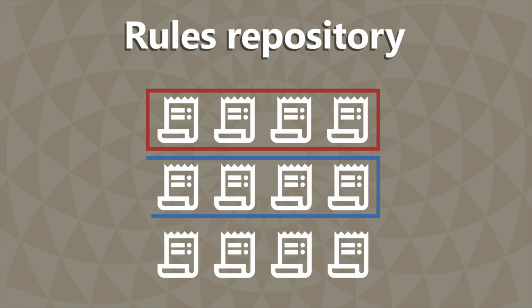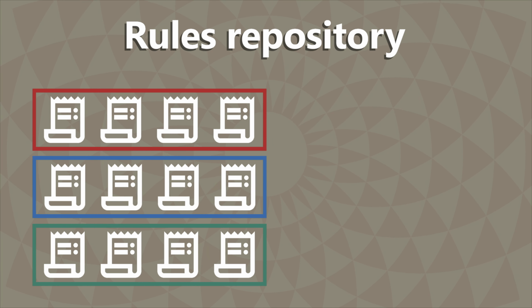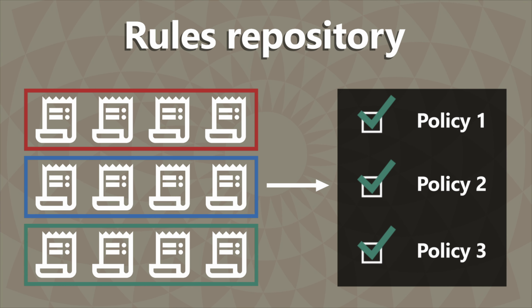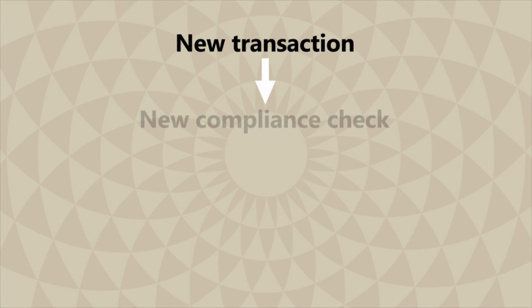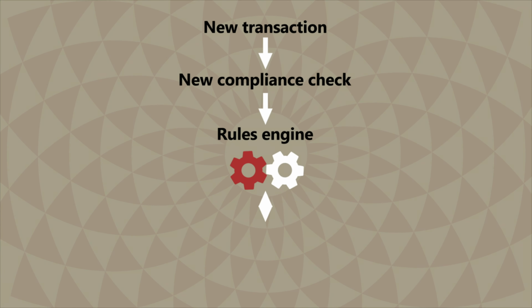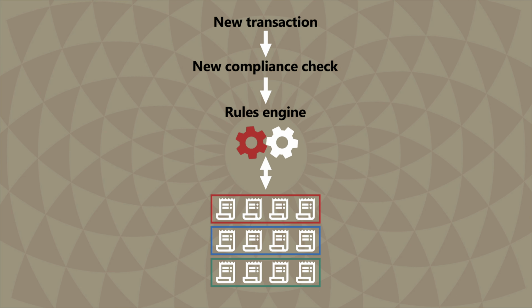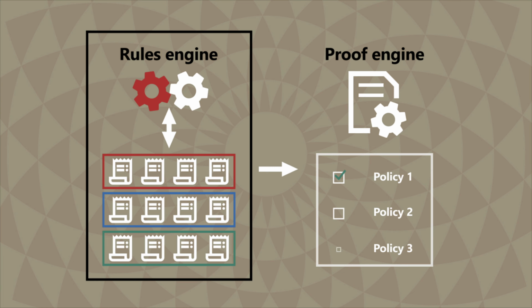From that repository, the pertinent rules can be retrieved and automatically displayed as a dynamic compliance checklist based on the bank's transaction inputs, and ultimately applied against the consumer data for the relevant compliance checks. Based on the transaction details of an incoming payment request, the rules engine retrieves the relevant policies that apply to this specific transaction. The core component of Mandala, the proof engine, then performs the checks.